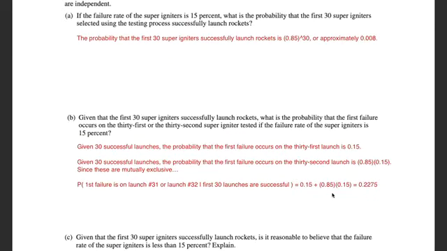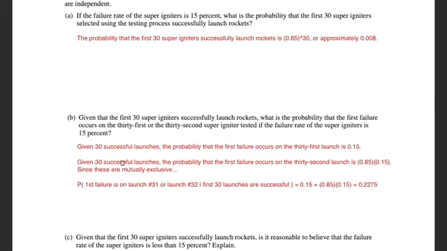So the second one is pretty interesting. Given that the first 30 super igniters successfully launch rockets, what's the probability that the first failure occurs on the 31st or the 32nd super igniter tested? Essentially, given that the first 30 successful launches have happened already, so that's in the past, understand, because of independence, whether or not the first failure happens on the 31st trial, that probability is the same. That probability is not affected by the fact that we have already had 30 successful launches. So the probability that the first failure occurs on the 31st launch is 0.15.